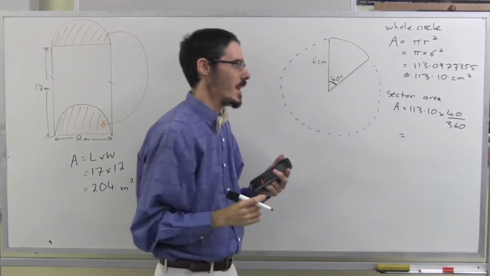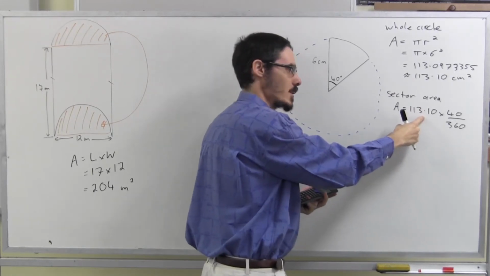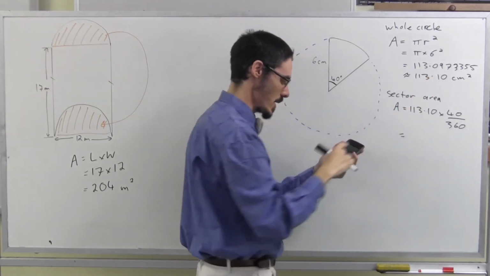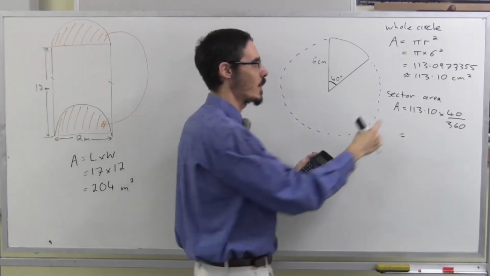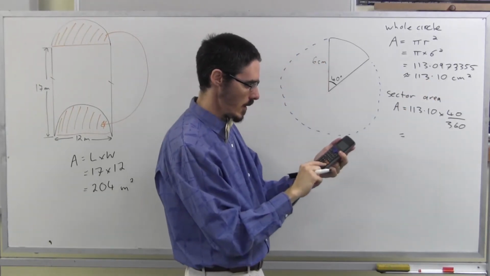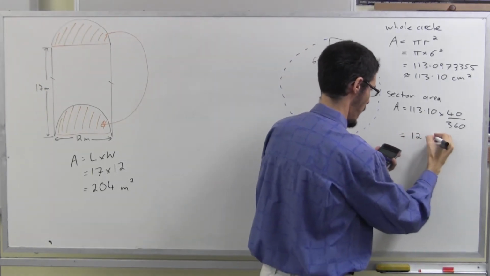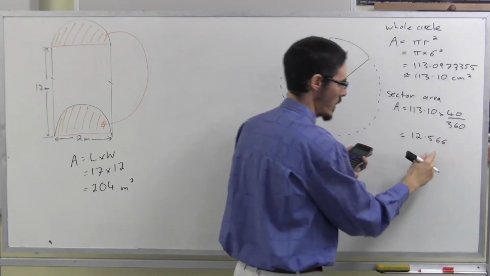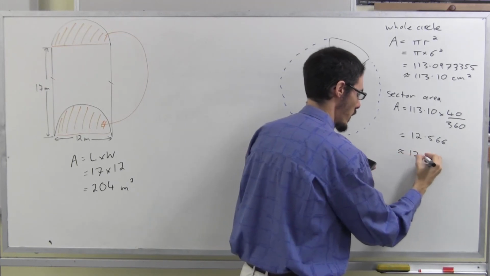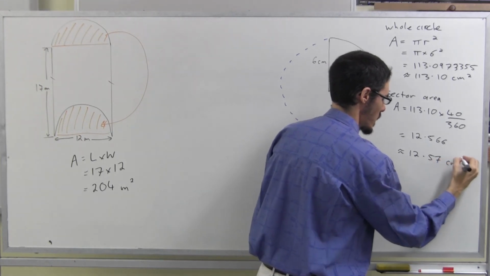Okay? Now, if you've got this number in your calculator already, don't type it in again, because it'll be rounded off, it won't be exact. Take the number you had here and just press times on your calculator, and most calculators will multiply the previous answer by what you type in next. 40 over 360, which is 12.566. Again, I'm going to round off to 2 decimal places. 12 point, I'm going to round this one up, 57 square centimetres.